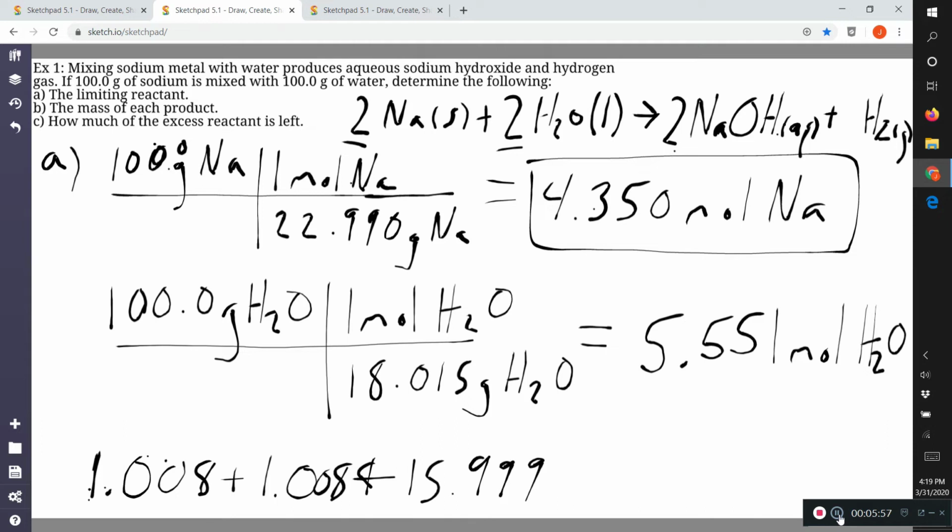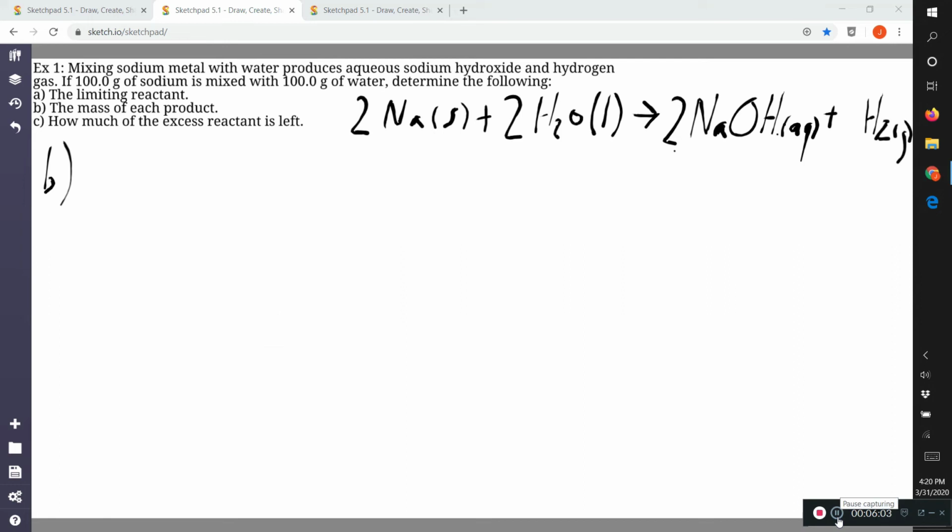So that concludes part A. We're going to move on to part B. I'm going to clear this. All right. We know we're starting with 4.350 moles of sodium. And that is the basis for all of our calculations for the products, because that's the thing that limits how long our reaction can go for.